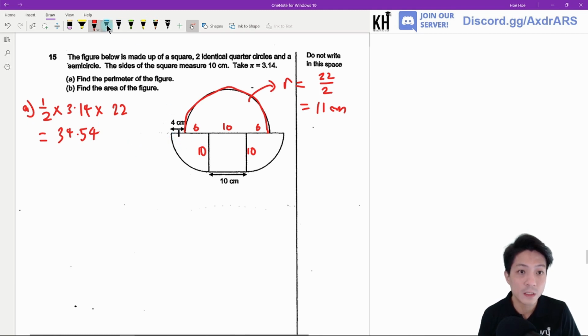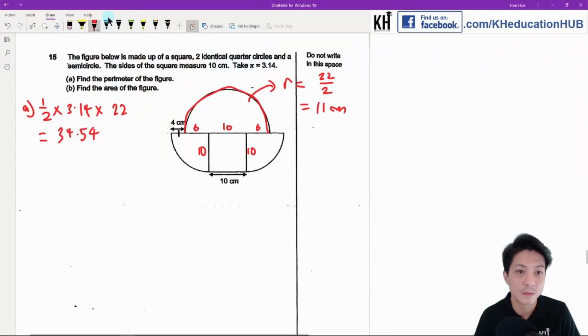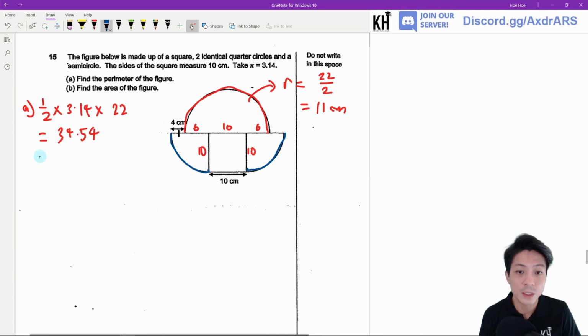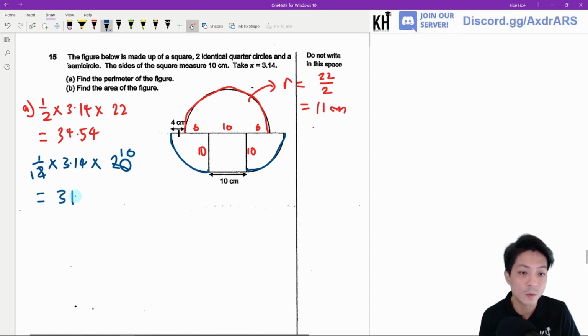Next, I'm gonna find the other two, which is this part here and this part here. Okay, so the other two quarter circles will form a semicircle. So it's also half times pi times the diameter. The diameter in this case is 20. This is gonna give me, cancel 10, 31.4.